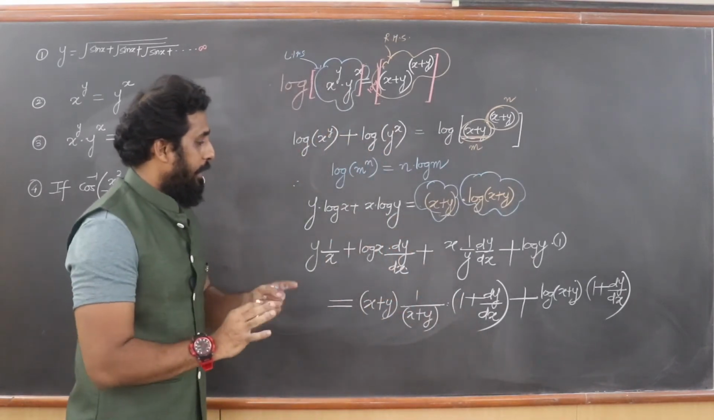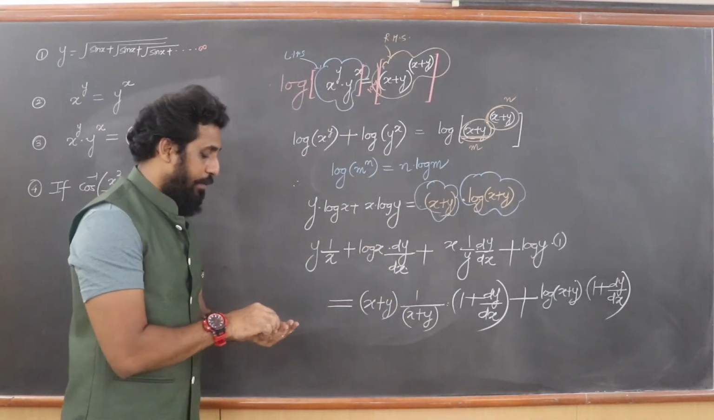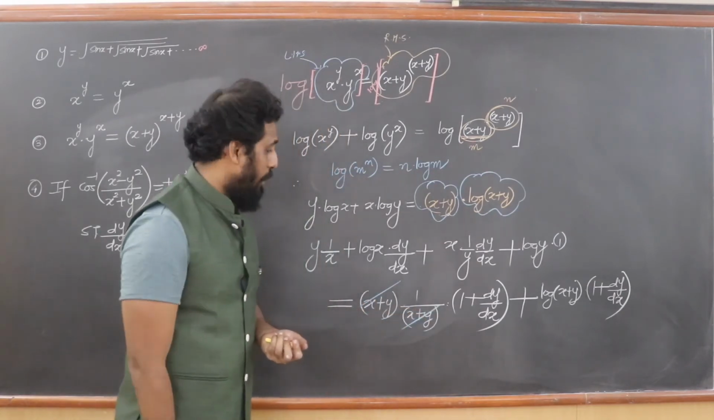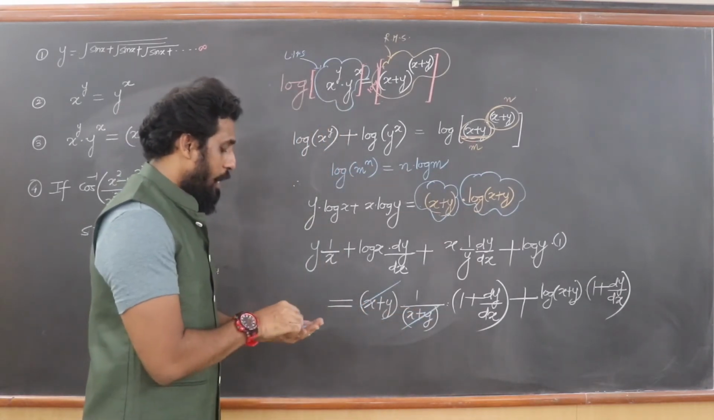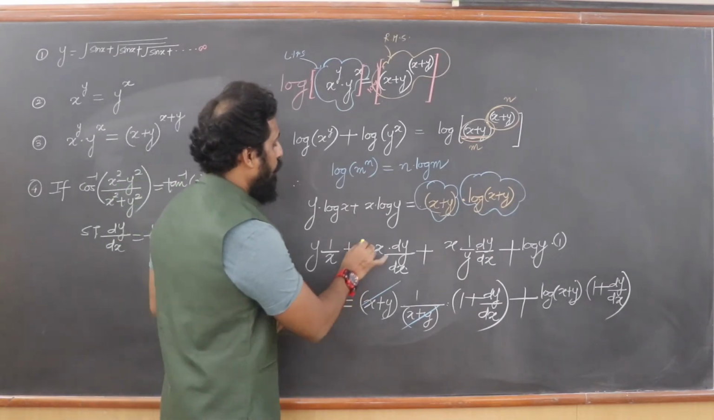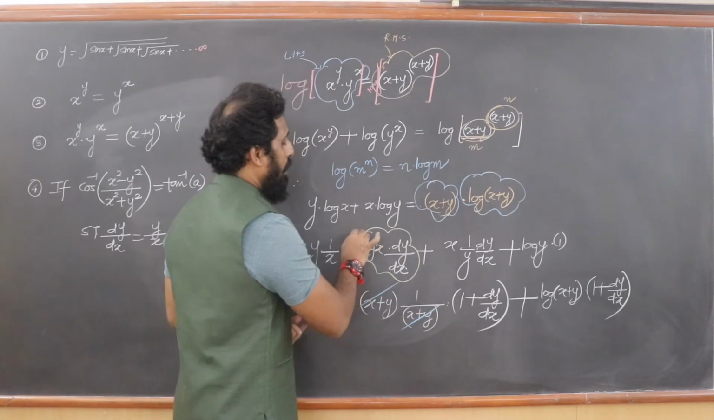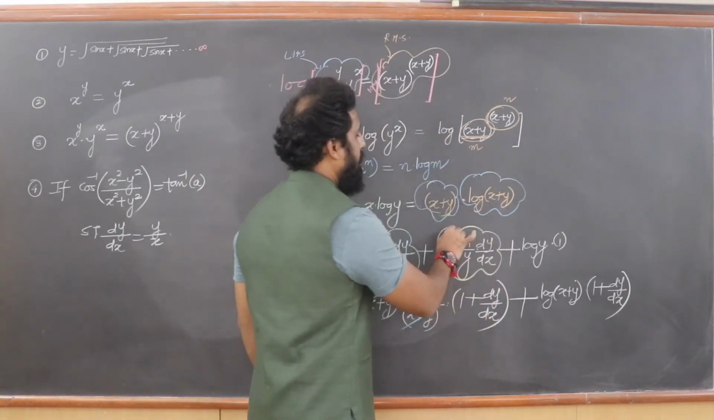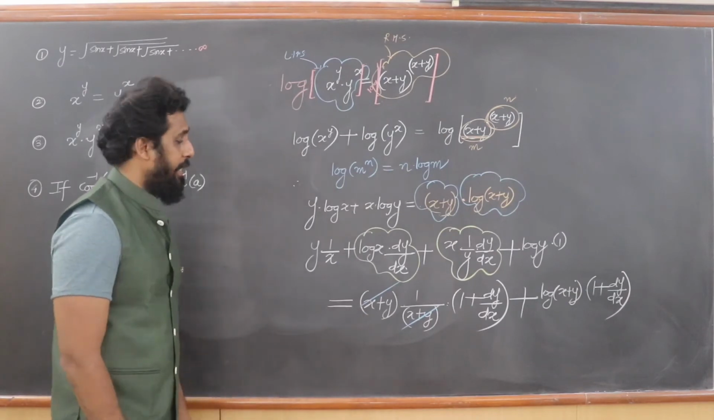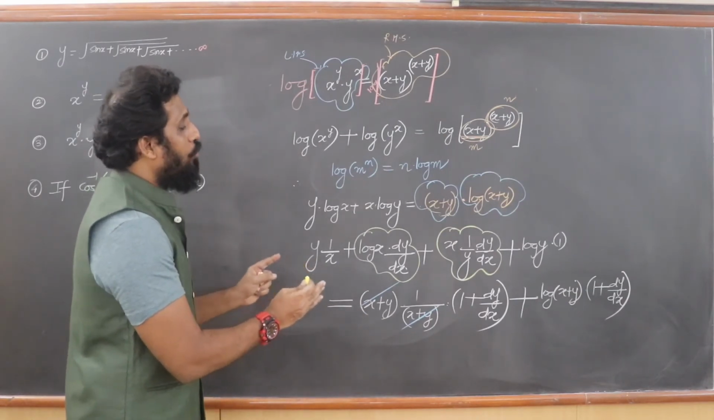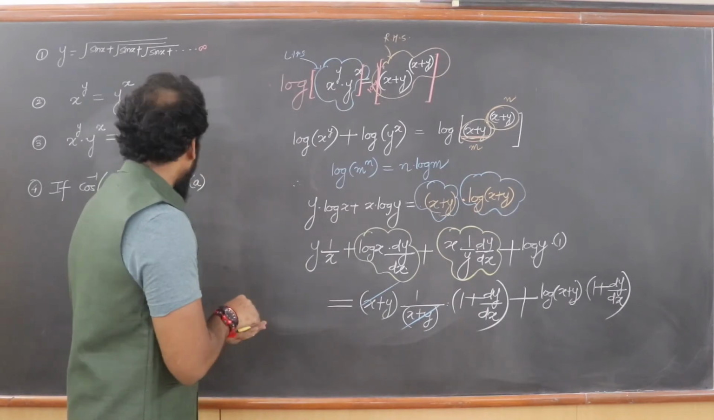Now, next job is to collect all terms of dy by dx together. Before that, I can observe this x plus y can be cancelled. So let's get rid of that x plus y, isn't it? Now there are two terms of dy by dx on the left. That's one of the term dy by dx, and then there is one more term of dy by dx here, isn't it? So there are two terms of dy by dx. I have to get them together.